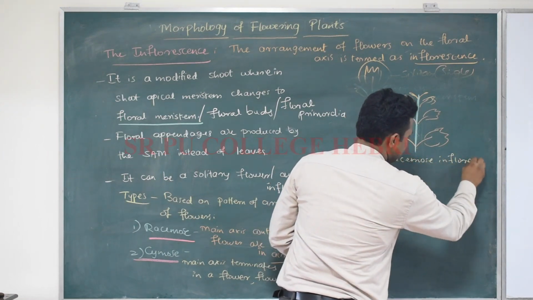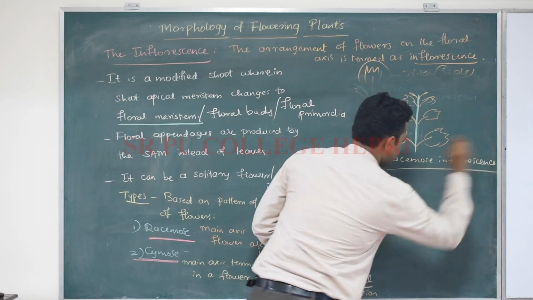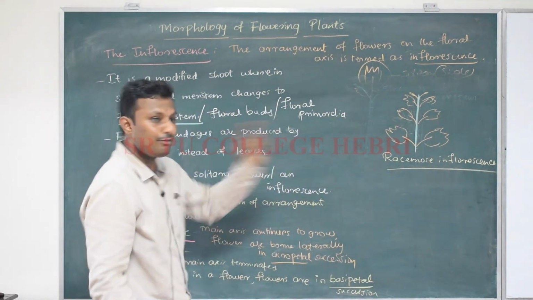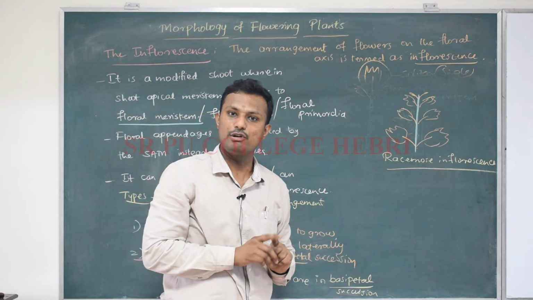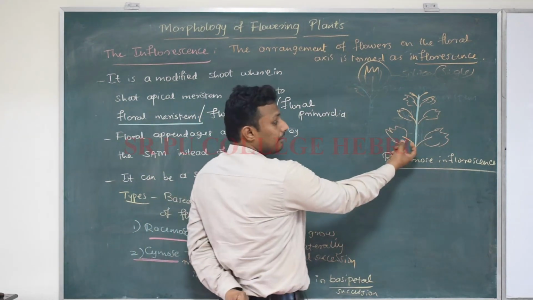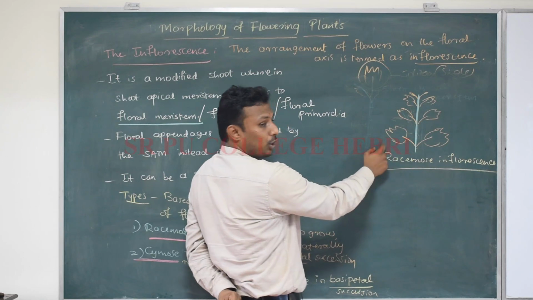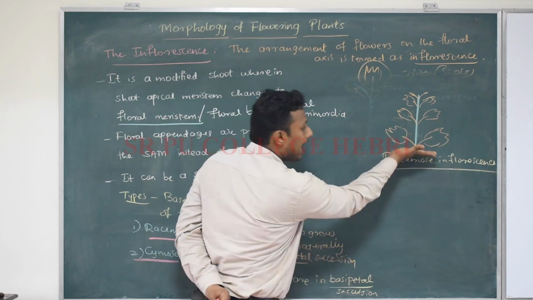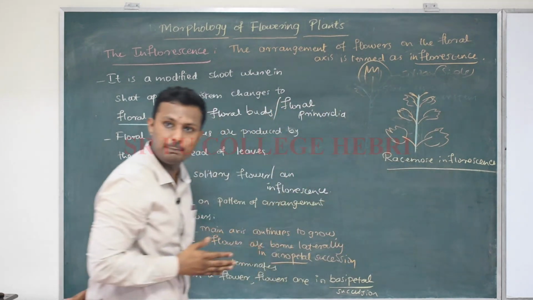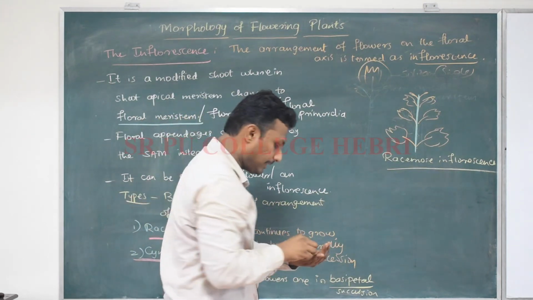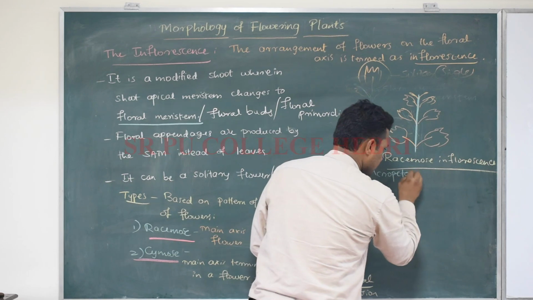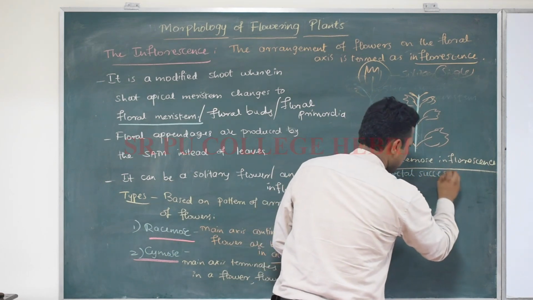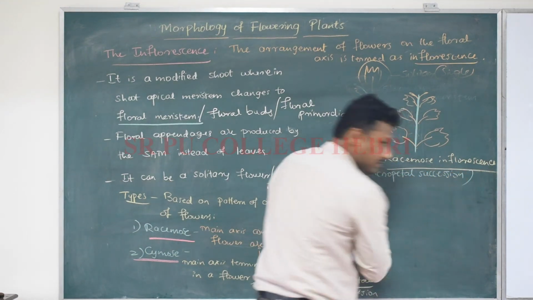This is what is called racemose inflorescence. Wherein, what kind of arrangement is this? I have told this while talking about the leaf also. When the oldest flowers are at the bottom and the youngest flowers are at the top, this kind of arrangement will be called acropetal succession. This is what is called acropetal succession.